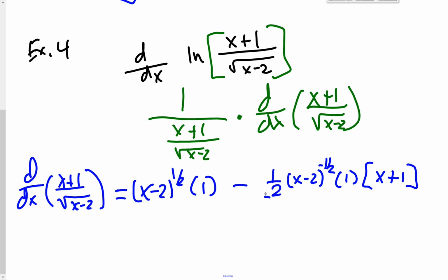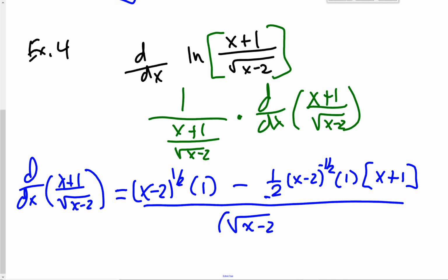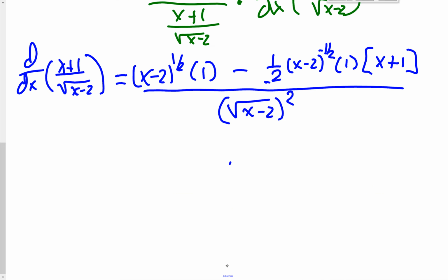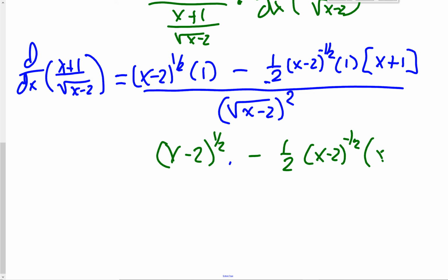And then all of this is over the bottom squared, so that is square root of x minus 2 squared, so that square and square root are going to cancel each other out. Okay, so now let's go ahead and simplify this. So we have x minus 2 raised to the 1/2 minus, well, when we simplify this, we can take out that 1, so we still just got 1/2 x minus 2 to the negative 1/2, and that's times x plus 1. And then it's all over just x minus 2, because the square root and squared get canceled out.